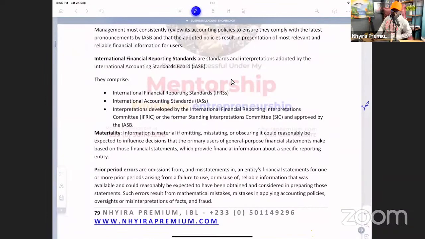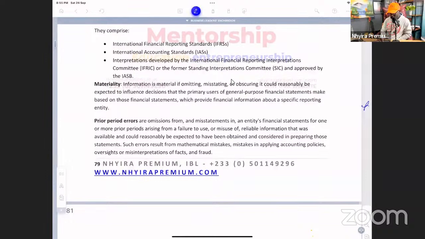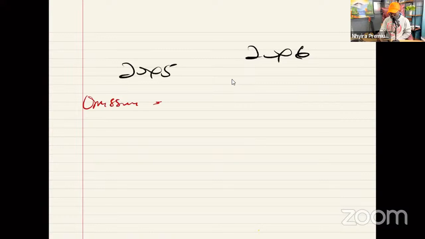prior period adjustments. Now, prior period errors are omissions from and misstatements in an entity's financial statements for one or more periods arising from a failure to use, or misuse of, reliable information, which is identified later on. It is called prior period adjustment. So for instance, let's say we are in 2016, and the entity realizes that last year, 2015, there was an omission of a revenue figure of, say, $10,000. That is a prior period error. So what do we do?